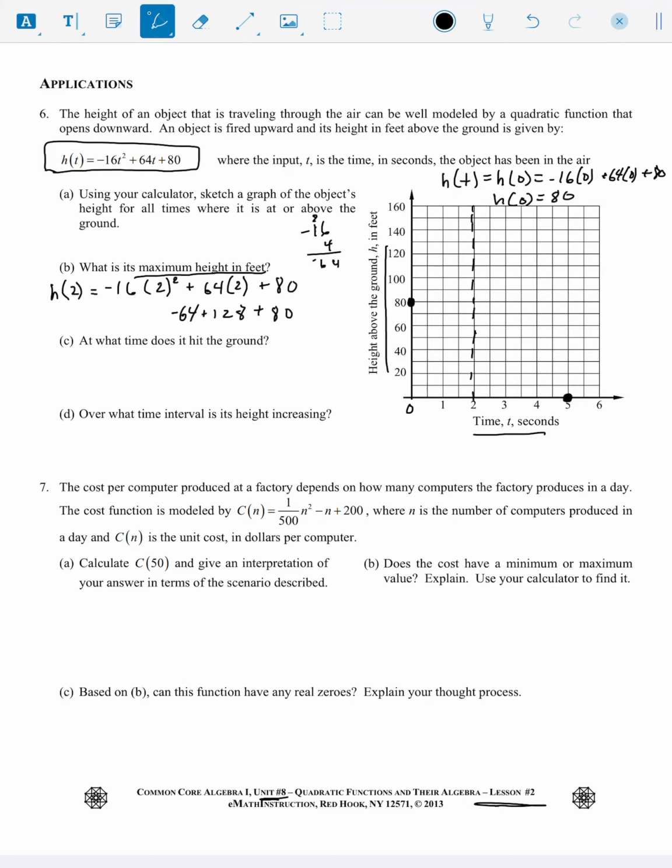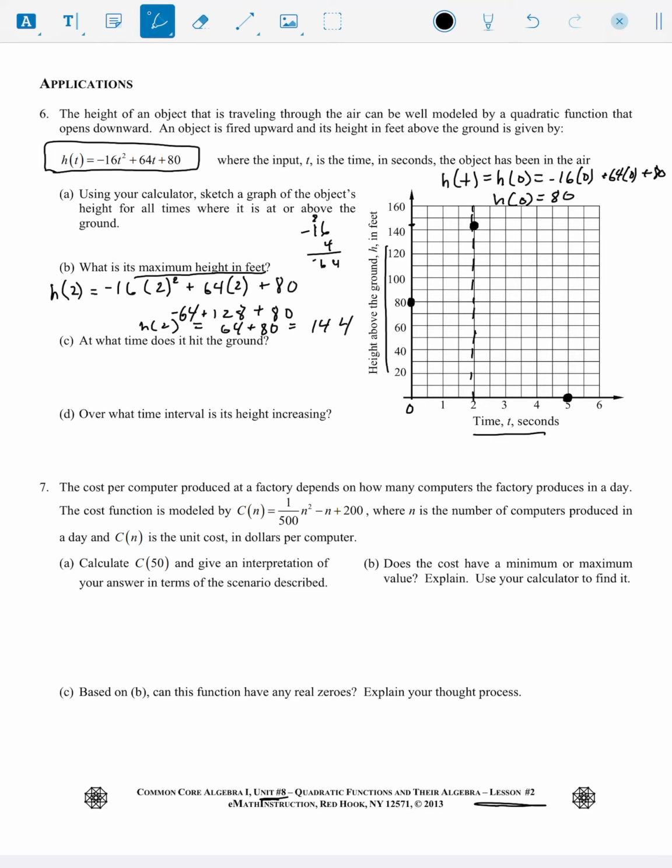Now granted, negative 64 plus 128 equals positive 64, plus 80 equals 144. So we've now found the y value at my maximum point to be 144, which occurs roughly right there. And I will place a point along my vertical line of x equals 2. And it looks to be that I have all 3 points I need to connect my curve.